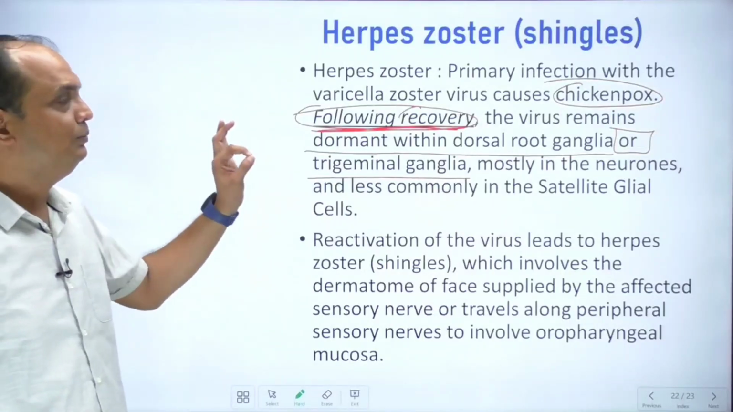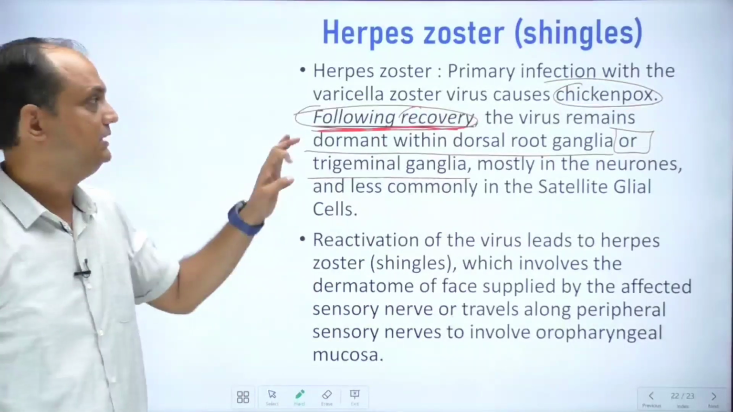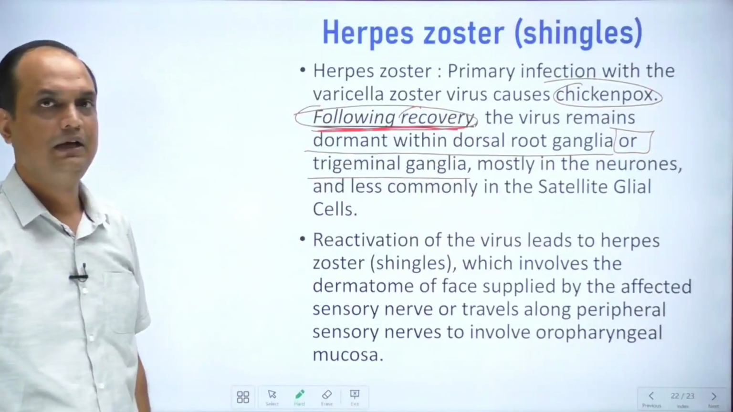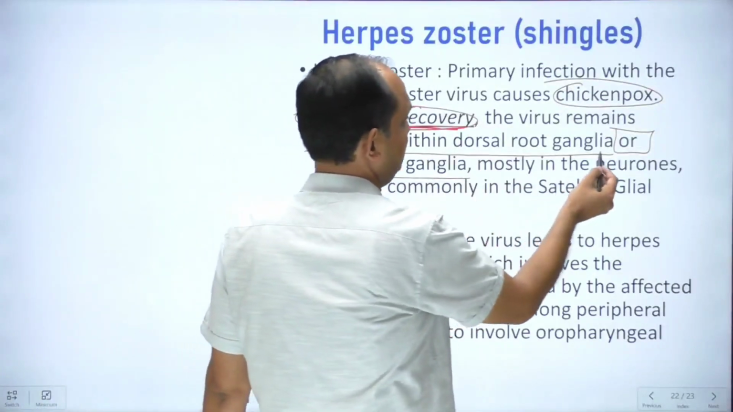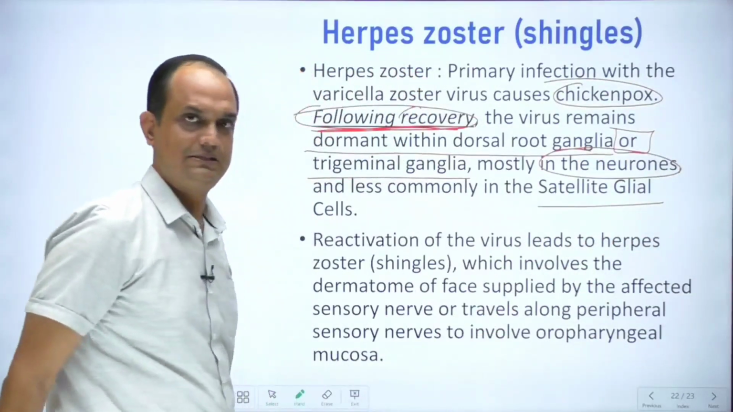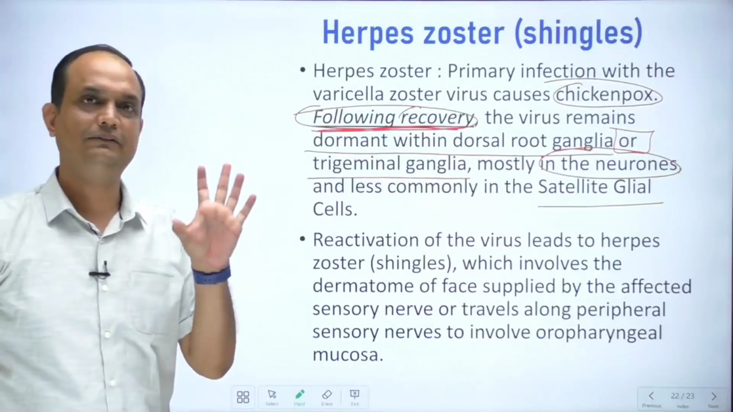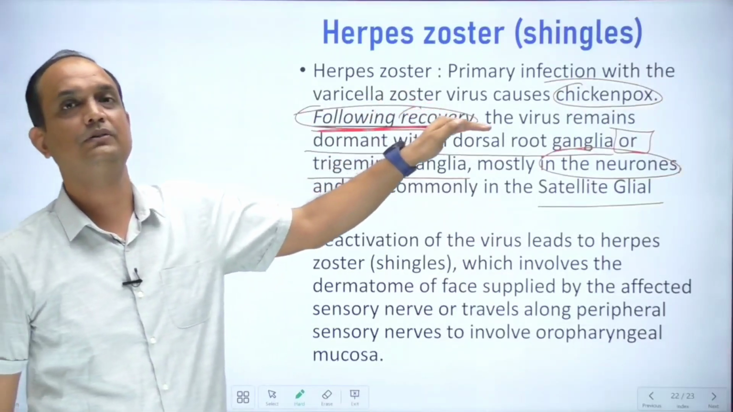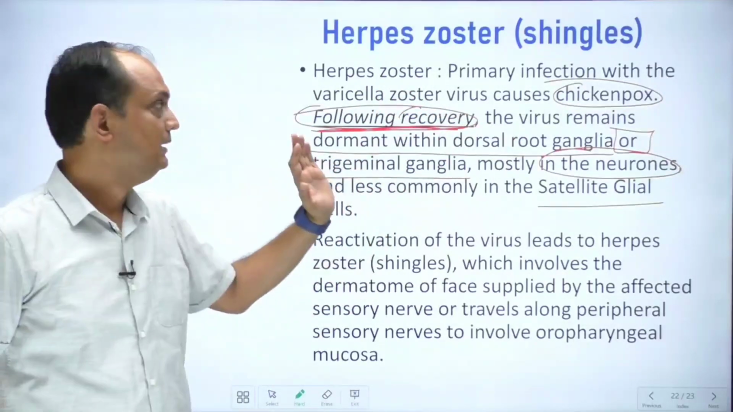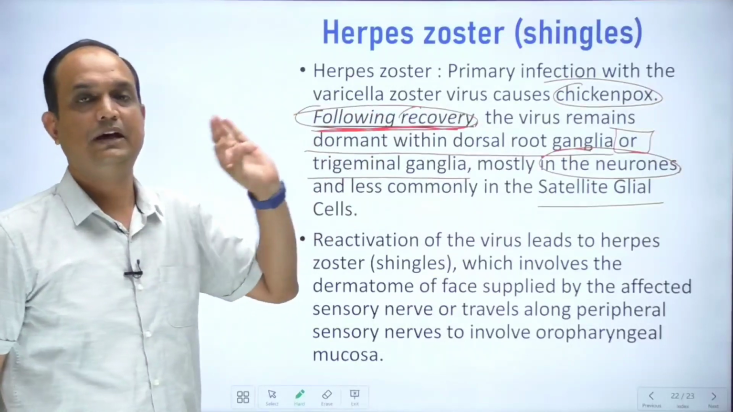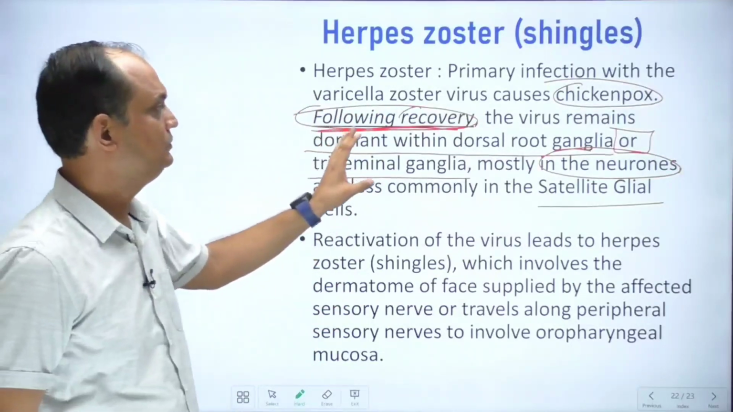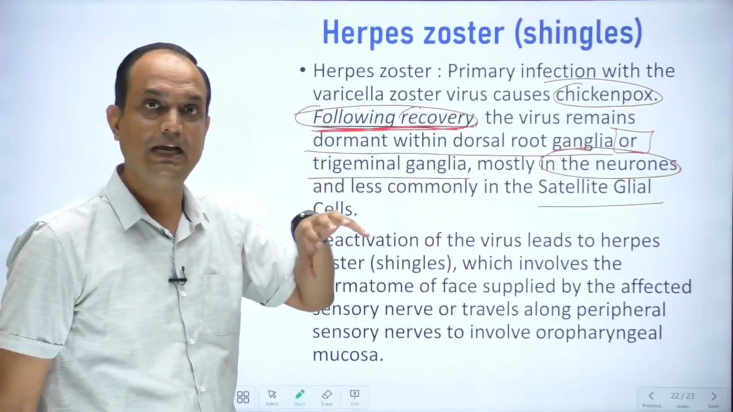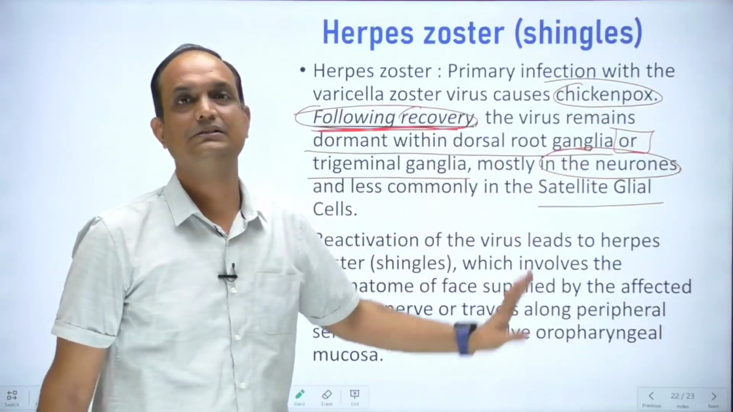Clear? So what are the two most common ganglia where this virus houses? Answer is dorsal root and trigeminal ganglia, and it is mainly present in the neurons rather than supporting cells. So in the ganglia you have two types of cells, neurons and supporting cells. Once the chickenpox is over, once the patient is okay, in the recovery phase the virus becomes dormant and it houses either in the dorsal root ganglia or in the trigeminal ganglia. In the ganglia, it mainly occupies the neurons rather than supporting cells.